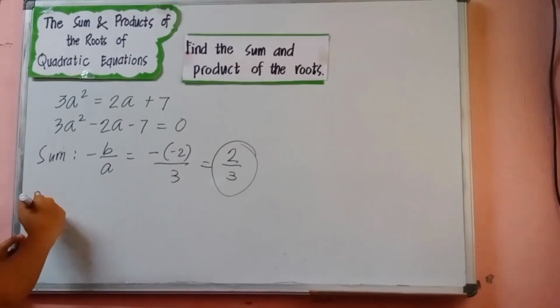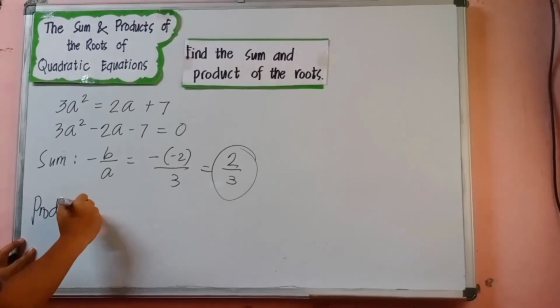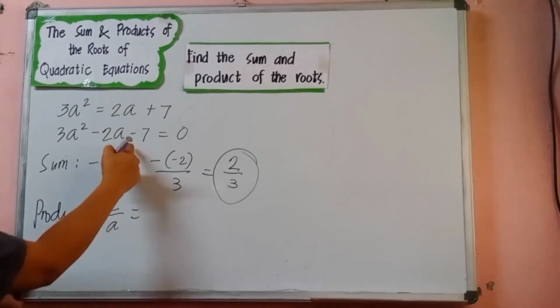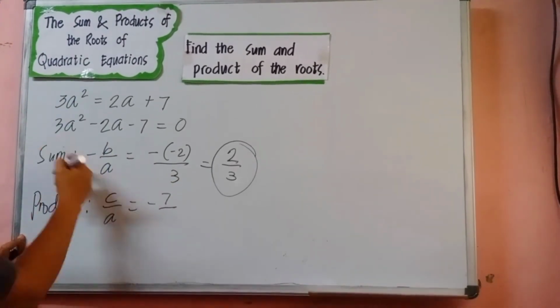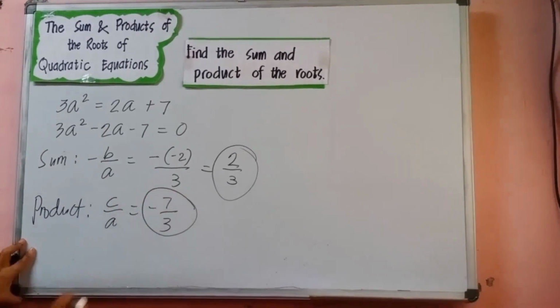For the product, that's c over a. So c is negative 7 over a, which is 3. So we have negative 7 over 3.